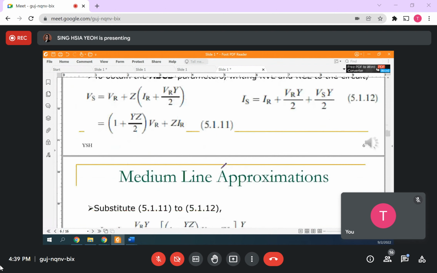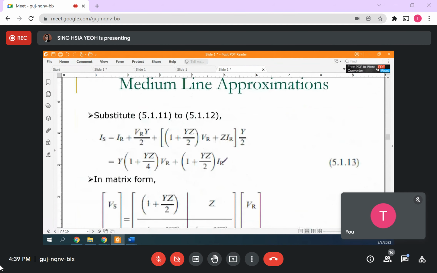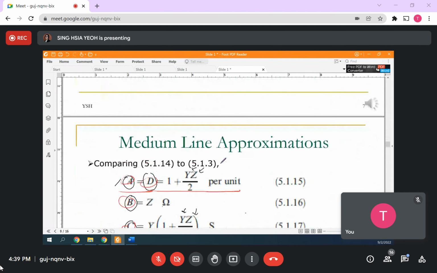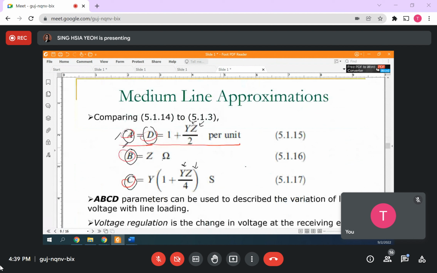Okay. Then for medium line approximation, a bit tedious. A equals D equals 1 plus YZ over 2. Then B equals Z. C equals Y times 1 plus YZ over 4. Yeah, you have to memorize the formula if the question is asked in the exam. No formula list is given.